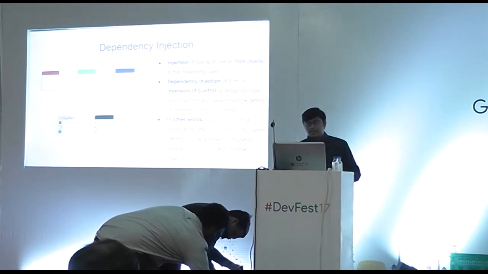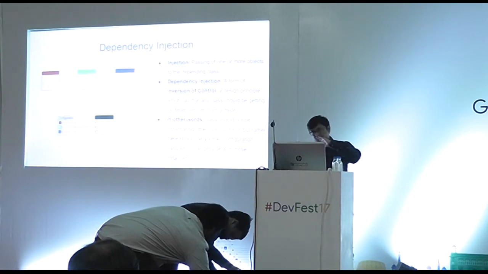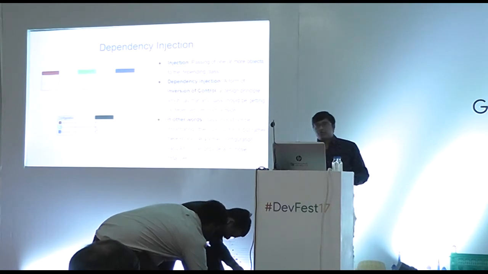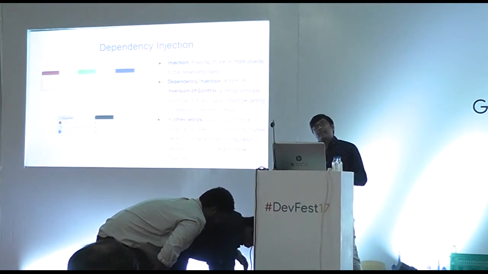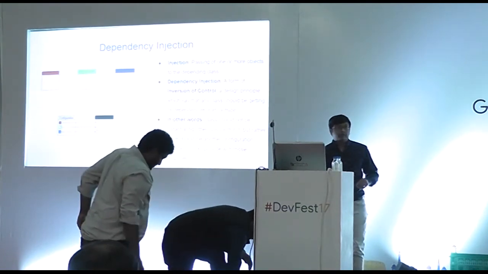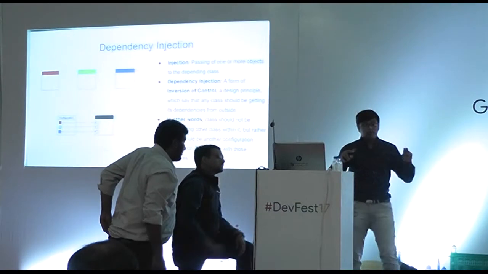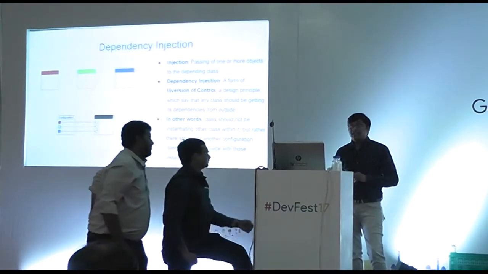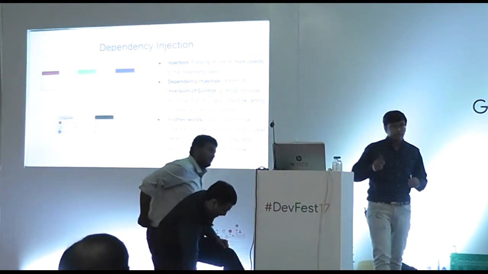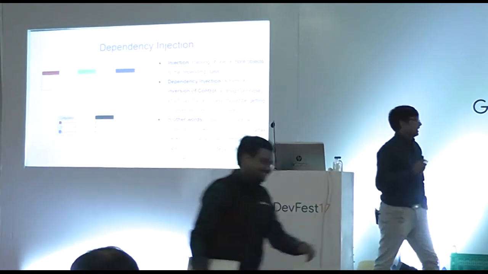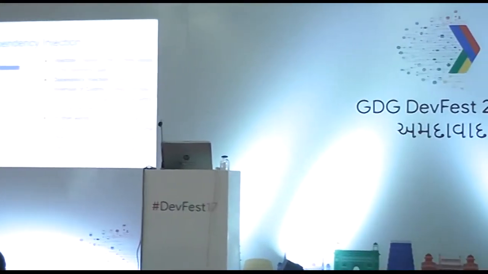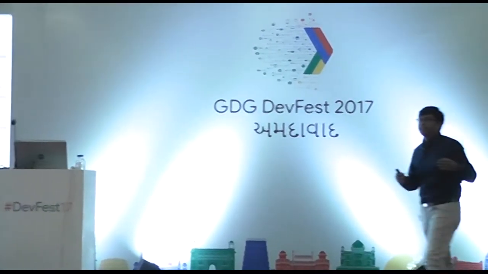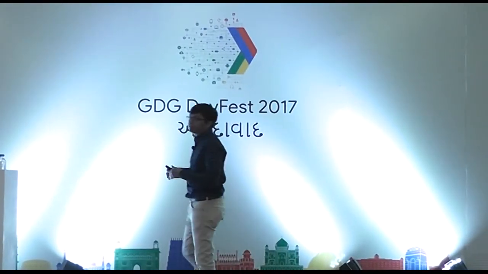So if we consider dependency injection, injection means passing of one or more objects to a dependent class, right? Dependency injection, we can say, is a form of inversion of control. If you have heard this term, inversion of control, it means that any class should be getting its dependency from outside, from a configuration class, and it should not be initializing any object from within the same class or same method.